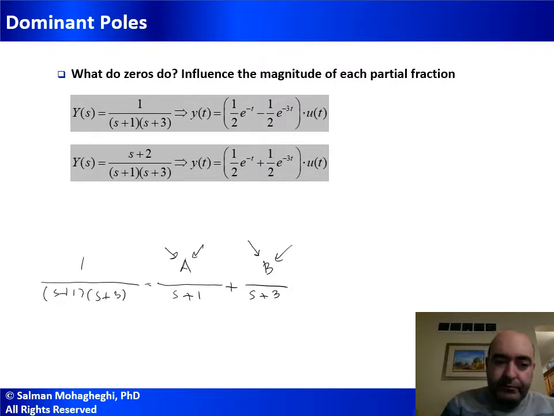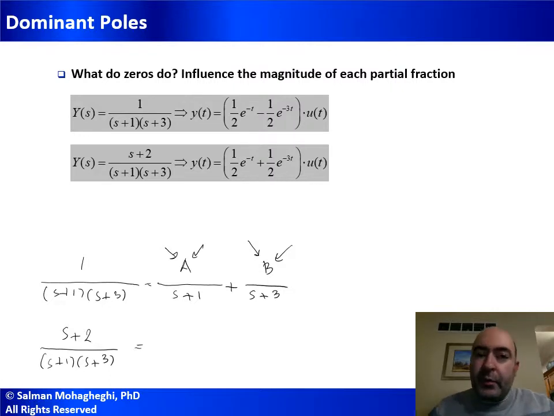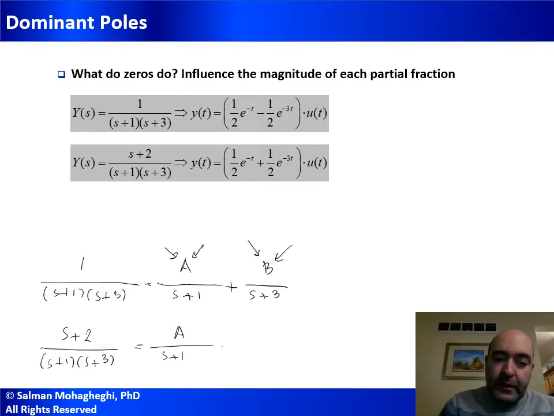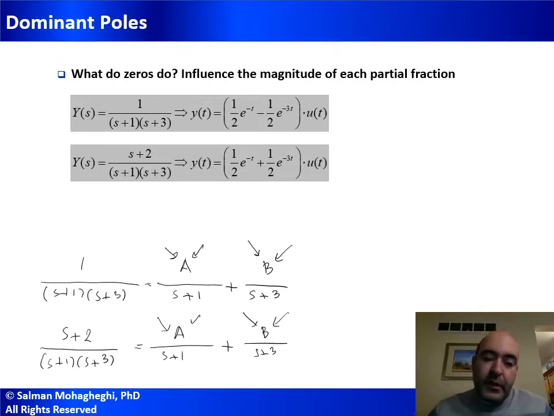What if I have a zero? If I have a zero, I'm basically just rewriting the terms that I have at the top: (s plus 2) divided by (s plus 1) times (s plus 3). What would I do if I want to break this into partial fractions? As you remember, it's going to be the exact same procedure. So again, I will have a divided by (s plus 1), and I will have some b divided by (s plus 3). If I solve for a and b in this equation, the values are going to be different from the previous a and b that I found. However, the scheme is the same. The procedure is the same.